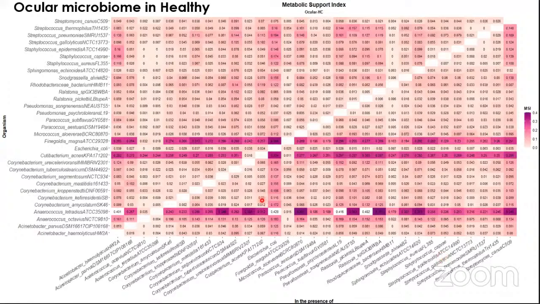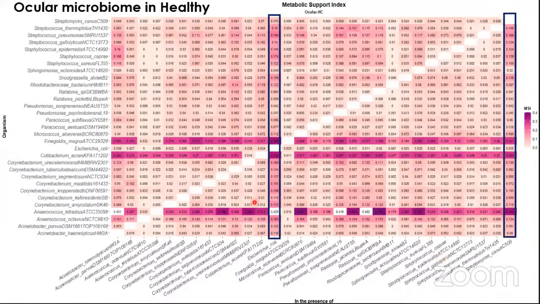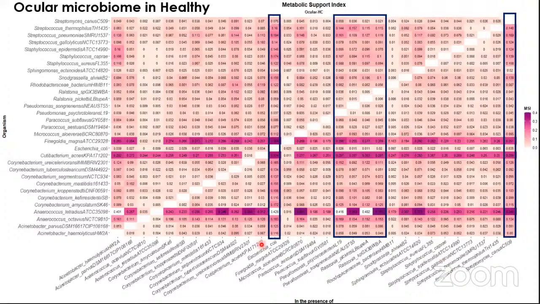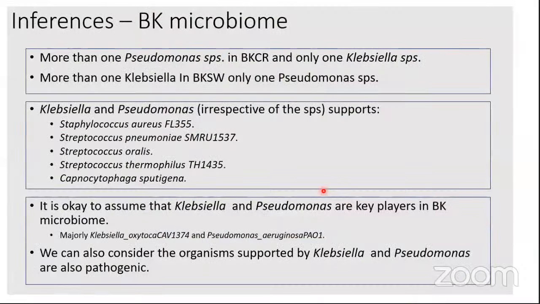Okay. So in this ocular microbiome of healthy, we can see that we have E. coli here. We have a Pseudomonas psychrotolerans here, and we have Streptococcus canis here, which supports a lot of organisms. Okay, so we have seen everything. Let's try to infer what we saw.